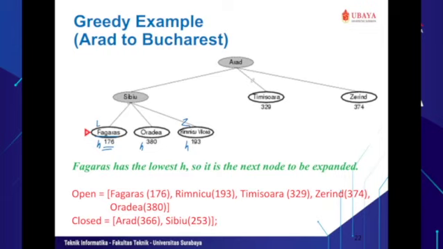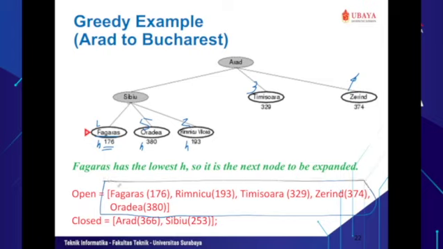Next, we will have Timisoara, Serin, and finally we have Oratea. So this shows the queue after the sorting process: Baccarat, Rymnicu, Timisoara, Serin, and Oratea.